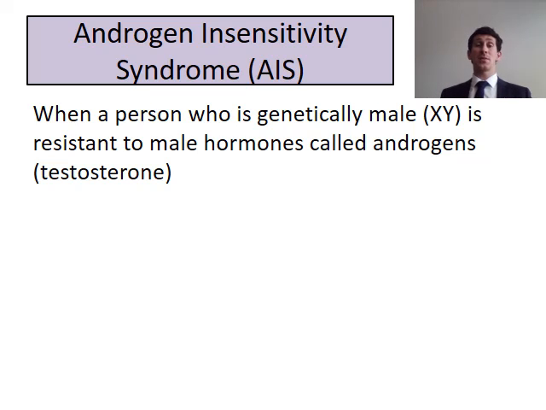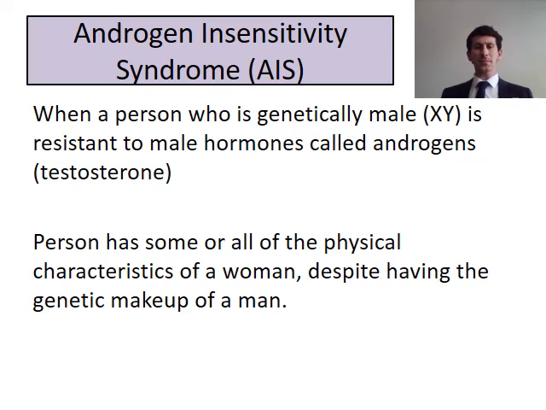So AIS occurs in people who are genetically male, so they have XY chromosomes, but they're resistant to testosterone. Their body will not respond to the hormone when it's released. And what happens is that person will have all the physical characteristics of a woman, okay, because they won't have that exposure to testosterone. But they'll be genetically a male. So they'll be XY, but they won't have grown a penis. They won't have all the characteristics of a man that's linked to testosterone because their body is resistant to the hormone.